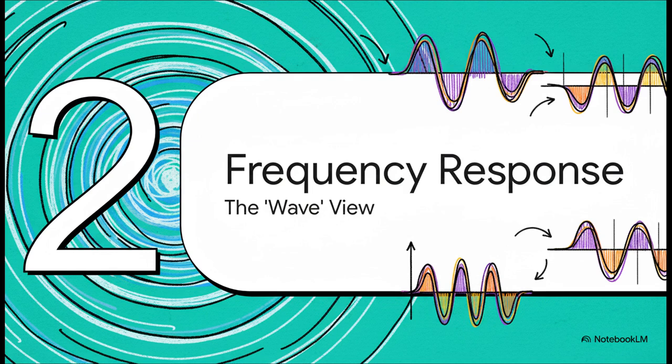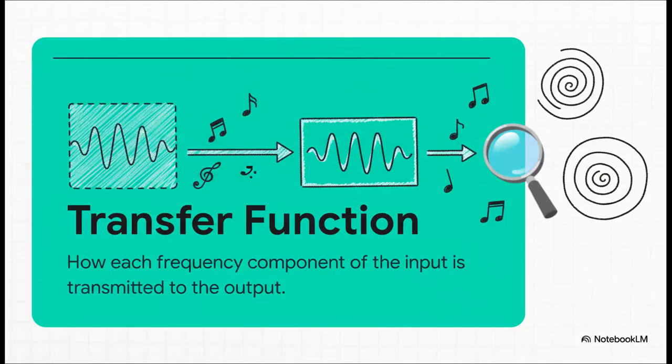But there's a totally different way to look at the exact same system. Let's shift our perspective over to its frequency response. And this is where the transfer function comes into play. Instead of a single tap, I want you to imagine a continuous input, like a steady musical note that just keeps on going. The transfer function tells us exactly how the system changes that note. For any frequency you put in, it describes what's going to come out the other side.